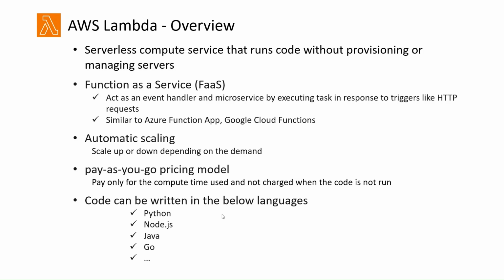Next, pay as you go pricing model. By this model, we can save costs by paying only for the compute time consumed, and there is no charge when the code is not run. And Lambda function code can be written in the below languages such as Python, Node.js, Java, Go, and so on.